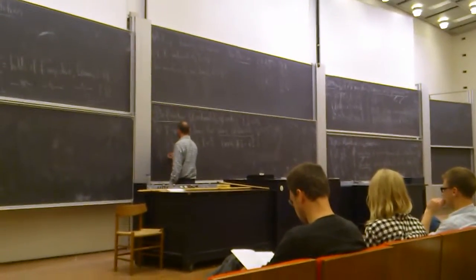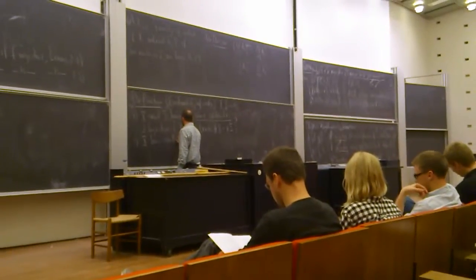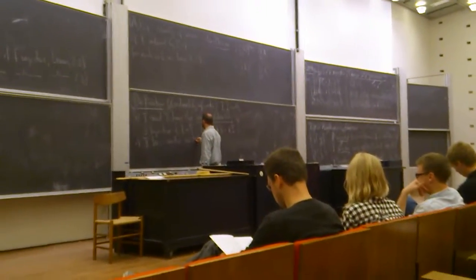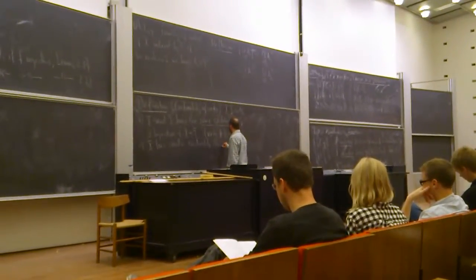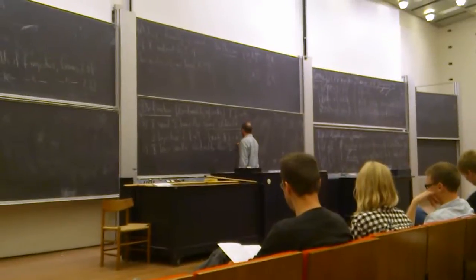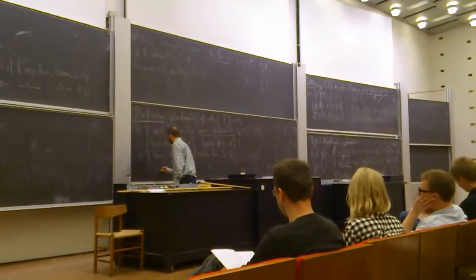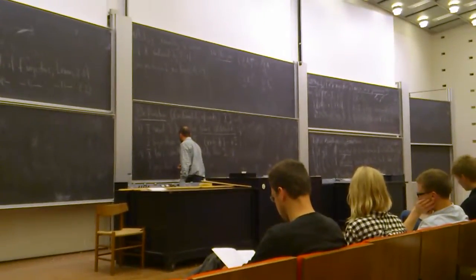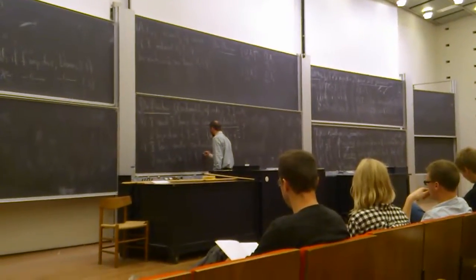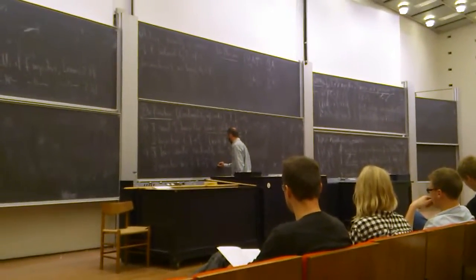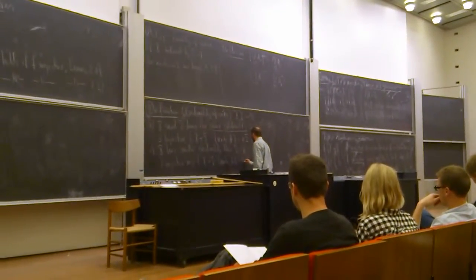We also say that X has smaller cardinality than Y if there exists an injective map f from X to Y. And if this is the case, we write cardinality of X less than or equal to cardinality of Y.